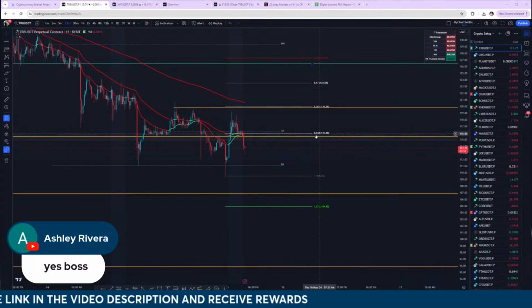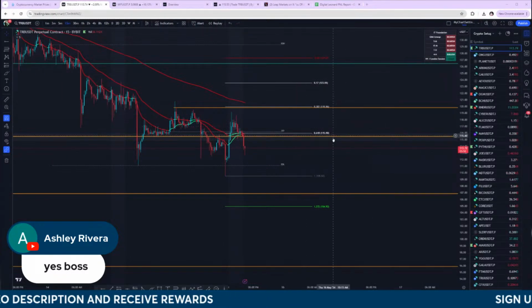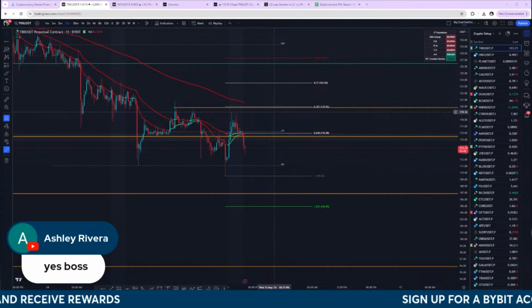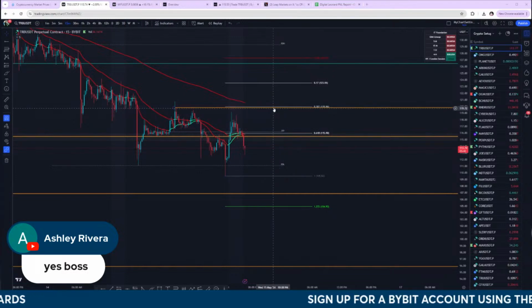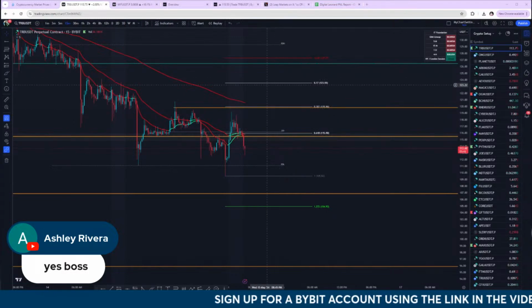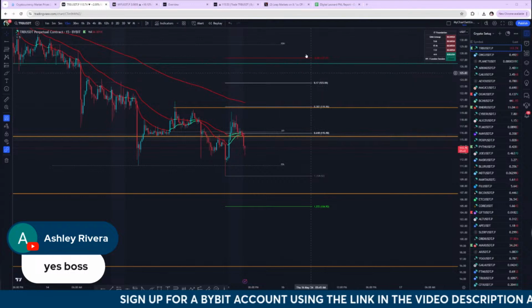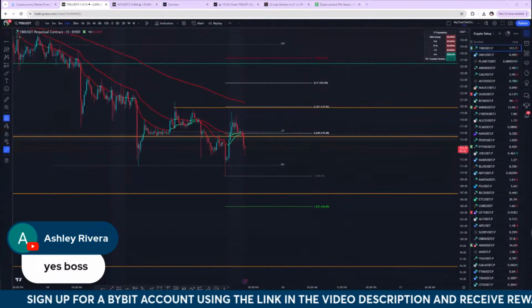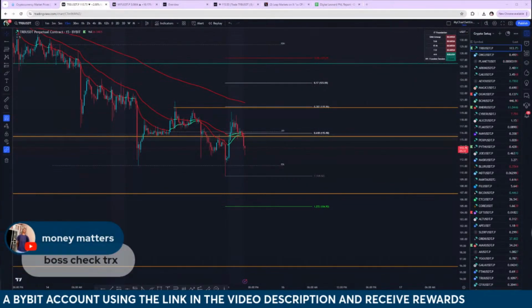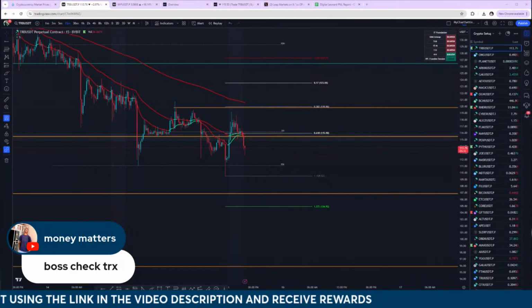So my first entry will be here for short at 115, around 115.8 or 98. My second will be around 119 or 120. My last will be around 123, and my stop loss will be around 127. So that's basically what I'm looking at for TRB. If you want to take TRB, that's what I'm doing.